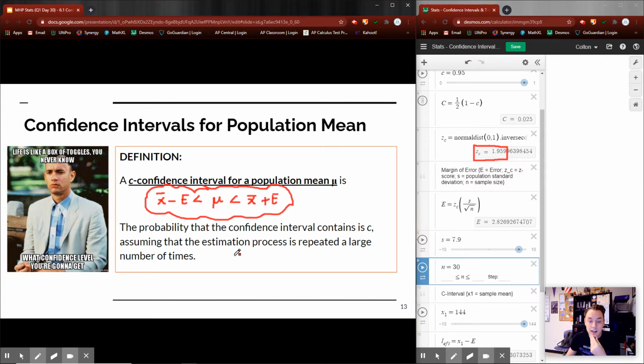So the probability that the confidence interval contains mu is C, assuming that the estimation process is, again, repeated a large number of times. So the probability that the confidence interval contains my population mean is that confidence level, so 95% confidence, assuming that the estimation process is repeated a large number of times. So let's erase and then move on.